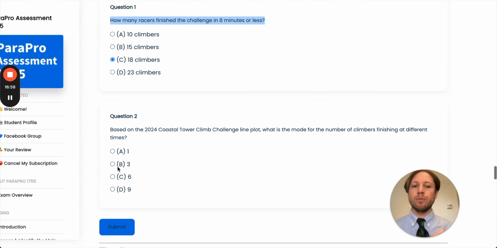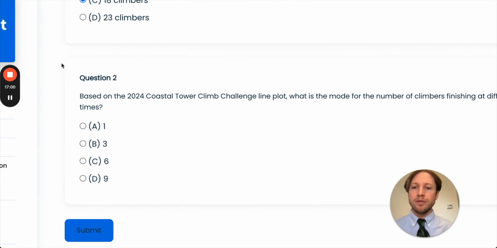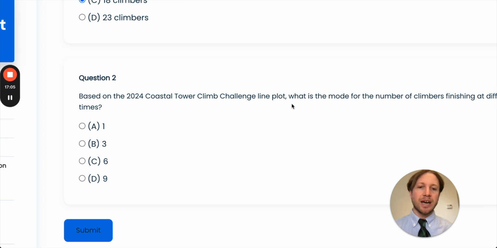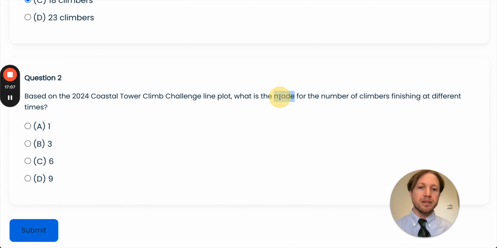And let's read question number 2. Based on the 2024 Coastal Tower Climb Challenge line plot, what is the mode, key term here, for the number of climbers finishing at different times? So what I like to do is I just like to talk my way into what I remember, what I know, and so it helps me understand what question I'm asking.